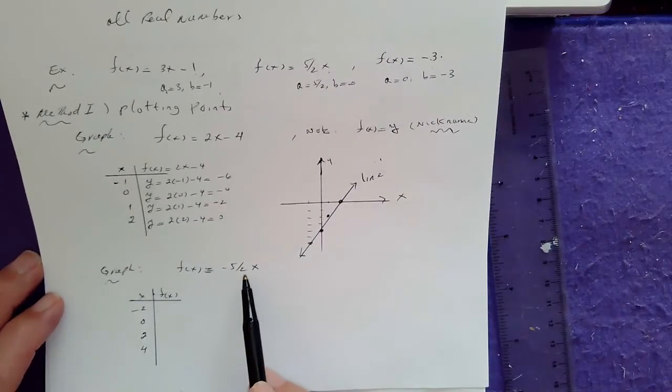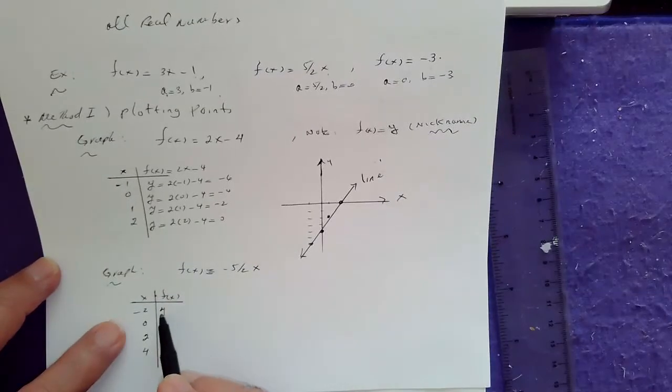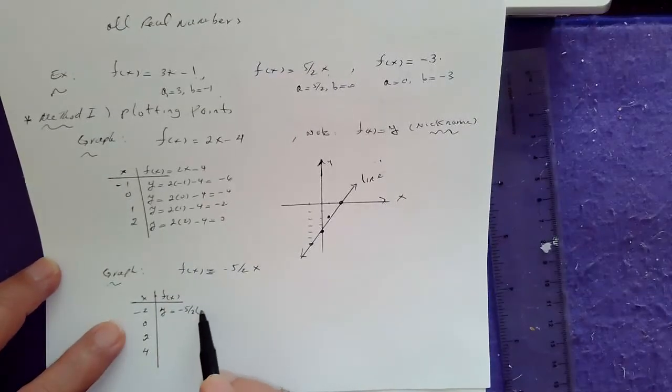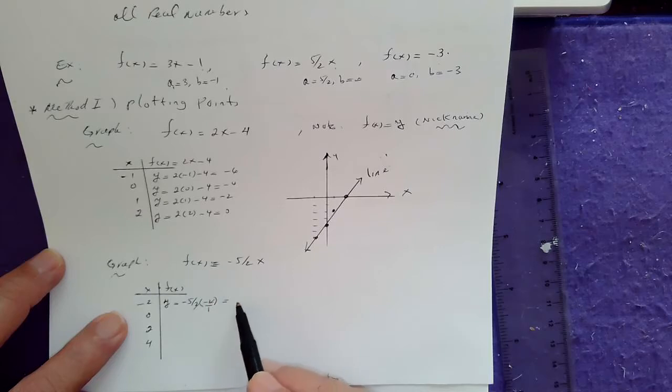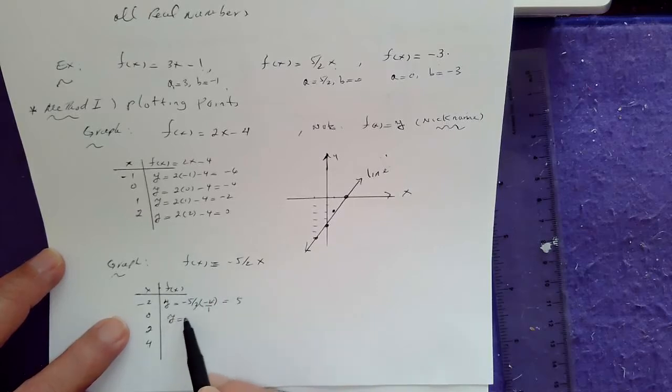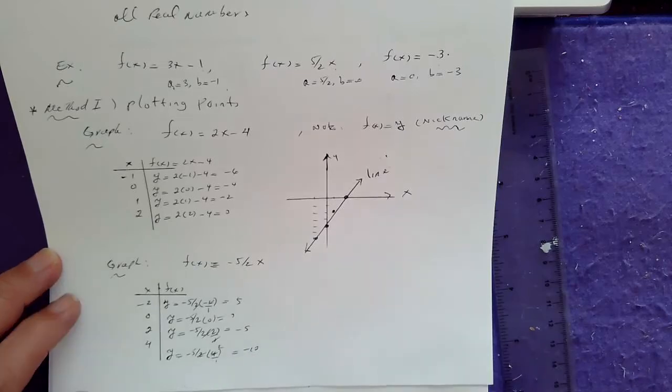How about this guy? f of x equals negative 5/2 times x. Okay, if x is negative 2, I get negative 5/2 times negative 2. Remember, this is multiplication of fractions. So I can cross out the 2's, I get 5. Then y is equal to negative 5/2 times 0, which is 0. Then y is equal to negative 5/2 times 2. The 2's cancel, I get negative 5. And y is equal to negative 5/2 times 4. 2 goes into 4 twice, so you get negative 10.